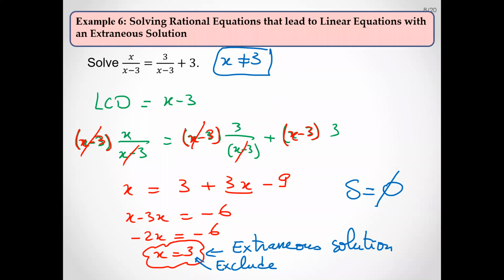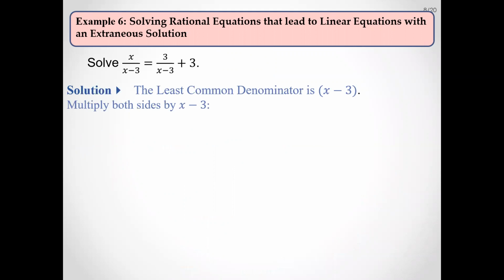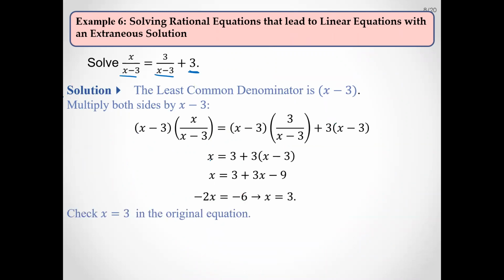So let's see again the solution step by step. So first step, recognize the LCD, here x minus 3, multiply the whole equation by x minus 3, both sides, all terms. Don't forget, even the 3 also must be multiplied, this term and this term, okay? Then simplify. You get, so this is not a solution yet, it's a candidate, okay?